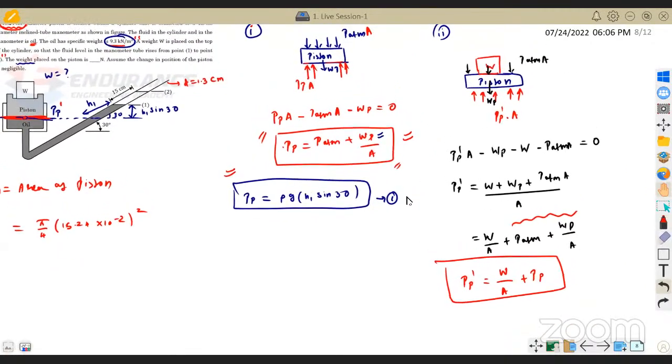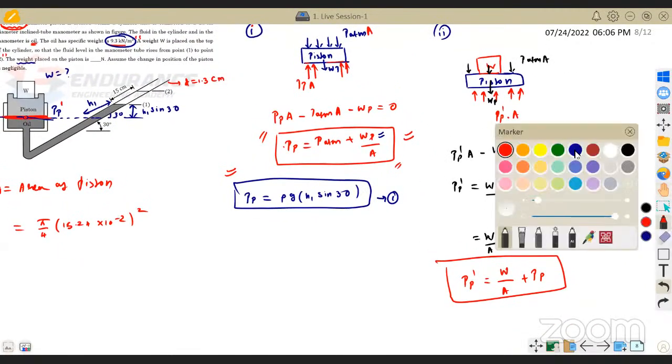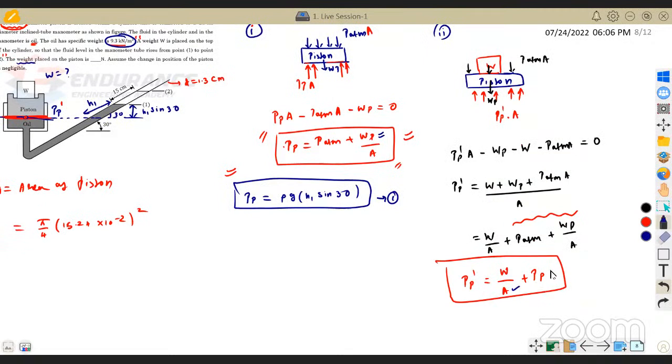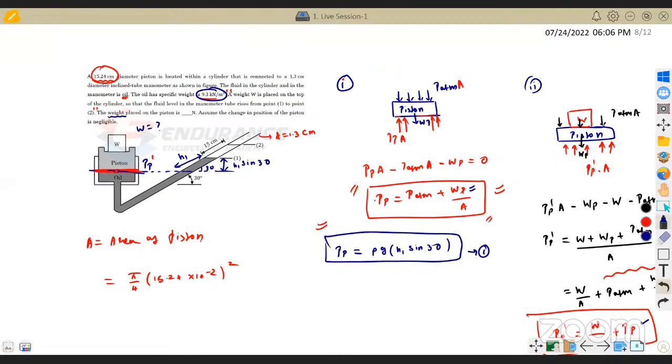So now I know the area of the piston, and I know an equation for pp. I want to find out w. Now what can I do? Same, go and put the datum line. If I put the datum line, this is going to be the datum line, no doubt.